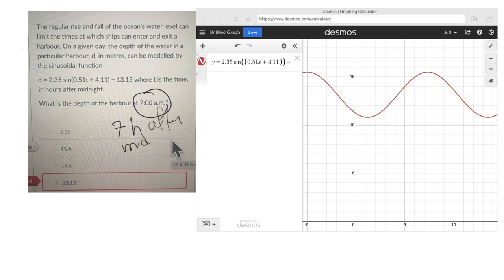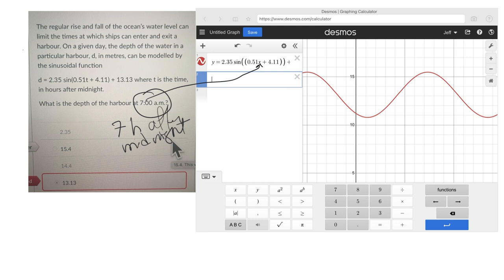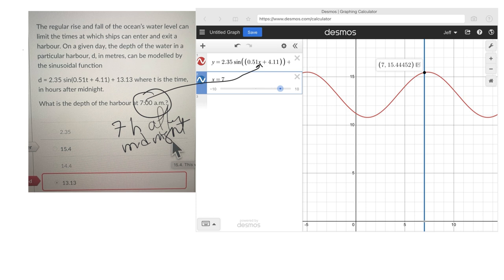So what I want to do, and you can do this in decimals on the graph, or you can do it mathematically, is take that 7 and plug it in right there and solve for it. So let's try. I'm just going to do it here in decimals. The 7 is a time, so that's like an x value. So I'm just going to type in x equals 7. Okay, and right there it crosses. So 15.44. That's the depth it's going to be at 7 a.m.